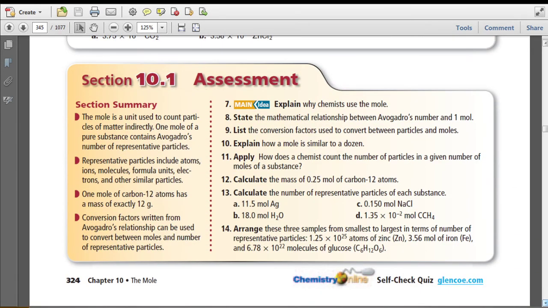In this section summary, the mole is a unit used to count particles of matter indirectly. 1 mole of a pure substance contains Avogadro's number of representative particles. Representative particles include atoms, ions, molecules, formula units, electrons, and other similar particles. 1 mole of carbon-12 atoms has a mass of exactly 12 grams. Conversion factors written from Avogadro's relationship can be used to convert between moles and numbers of representative particles.